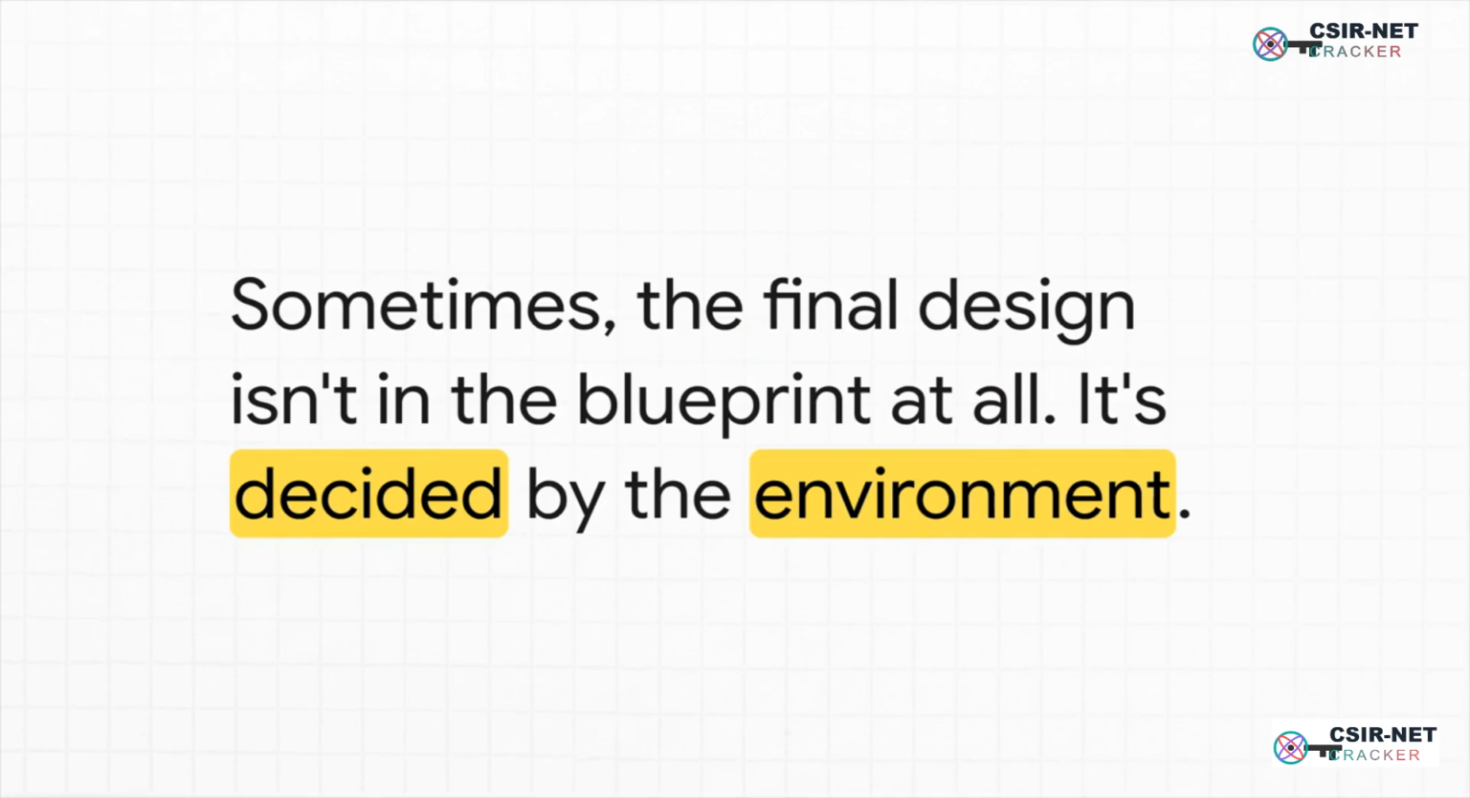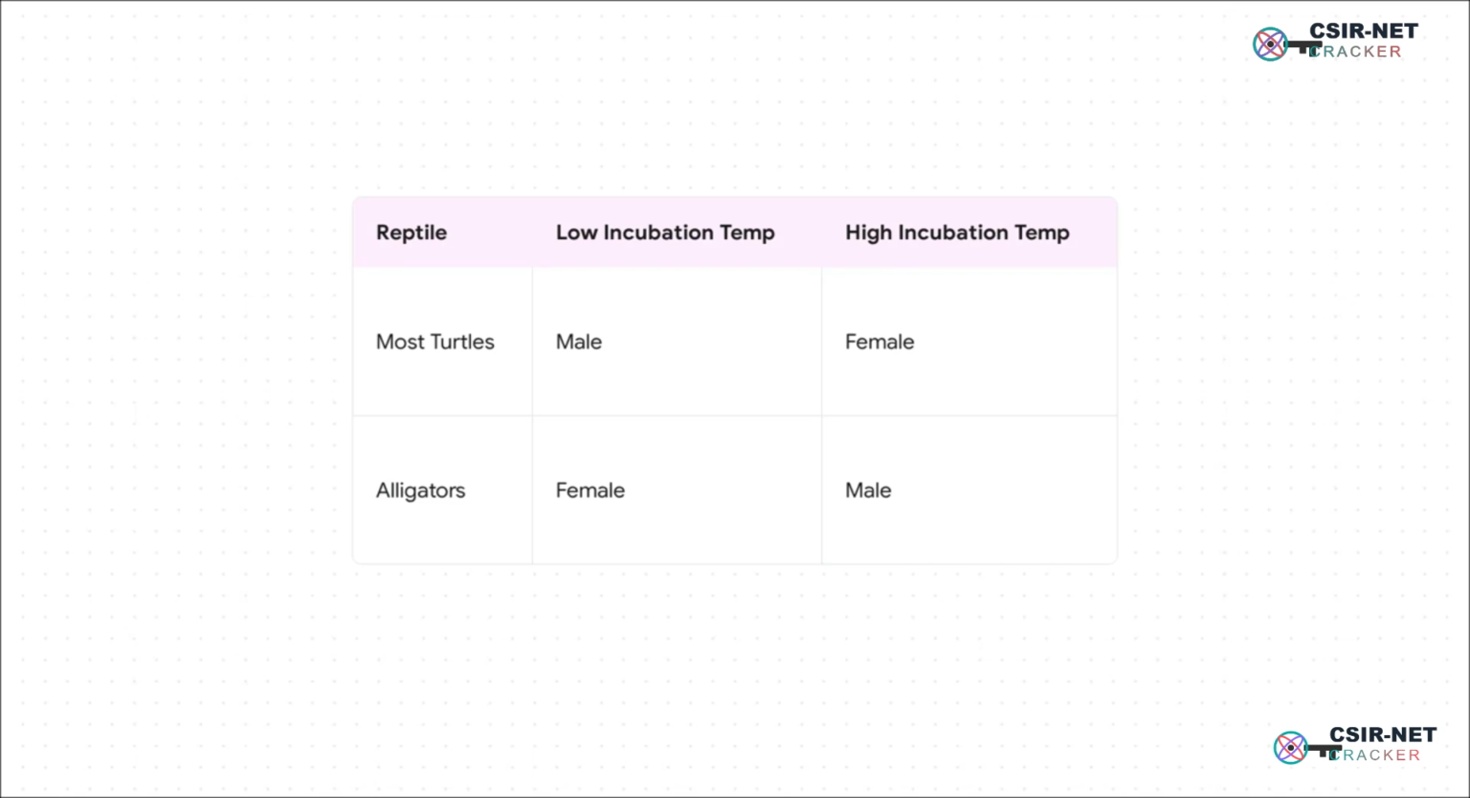And that brings us to one last fascinating twist. What if a really critical piece of the final design isn't written in the genetic blueprint at all? What if the environment gets the final say? This is where things get truly wild, and it kind of turns everything we think we know on its head. For many reptiles, their sex isn't determined by X and Y chromosomes like it is for us. Nope, it's determined by the temperature of the nest where the egg incubates.